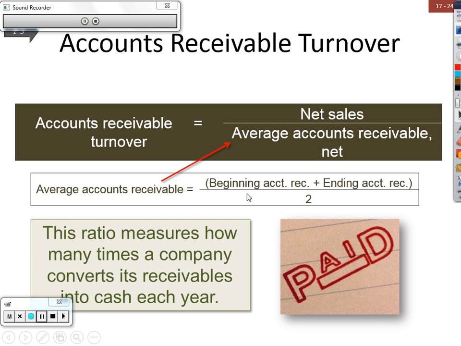Accounts receivable turnover. This one is very important, and the reason for that is because you want to know how long on average it takes for receivables to be converted to cash. So, for instance, if you have 5,000 in receivables, and on average it takes you about 30 days to receive payment, it's pretty good. But if you have 5,000 in receivables and it takes you on average 90 days to collect, that's not that good, because obviously that's going to affect your cash flow, right?